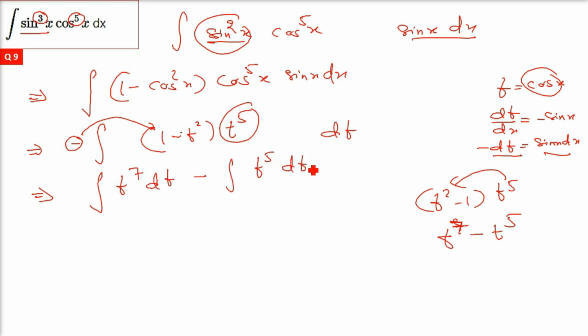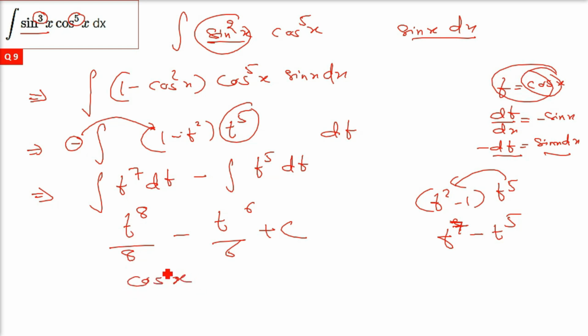So t raised 7 will be t raised 7 plus 1 divided by 7 plus 1, so t raised 8 by 8. T raised 5 will be t raised 5 plus 1 by 5 plus 1, so t raised 6 by 6, plus constant of integration. T is cos x in this term, so it will be cos x to the 8th power by 8, minus cos x to the power 6 by 6, plus constant of integration. This is your final answer.